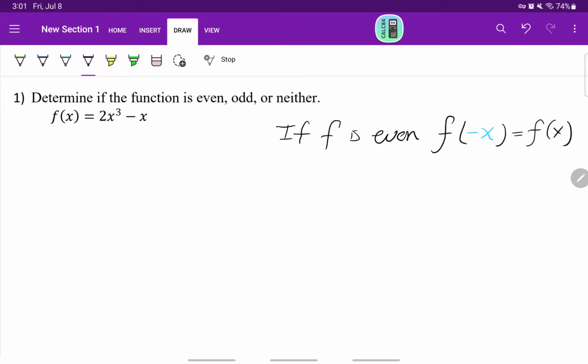If the function fails the even test, you test for odd. If the function is odd, then f of negative x is going to be equal to negative f of x.